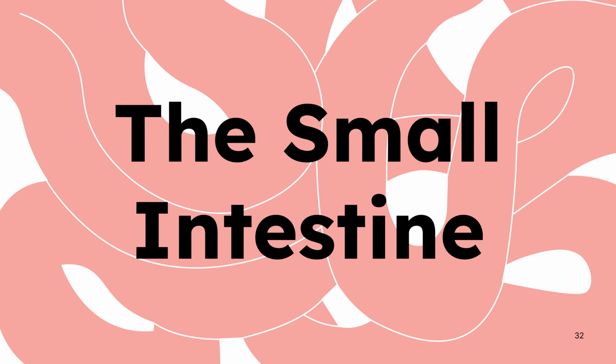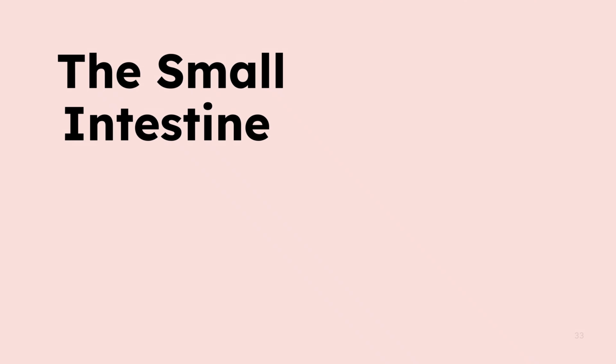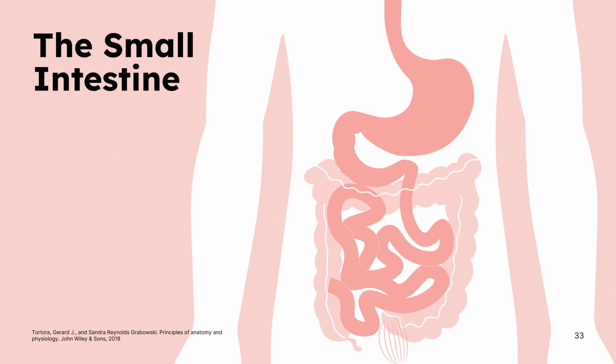The small intestine is a long tube-like organ that connects the stomach and the large intestine. It is about 6 meters long and folds many times to fit inside the abdomen. The small intestine is divided into three distinct regions, each with unique structural and functional characteristics.